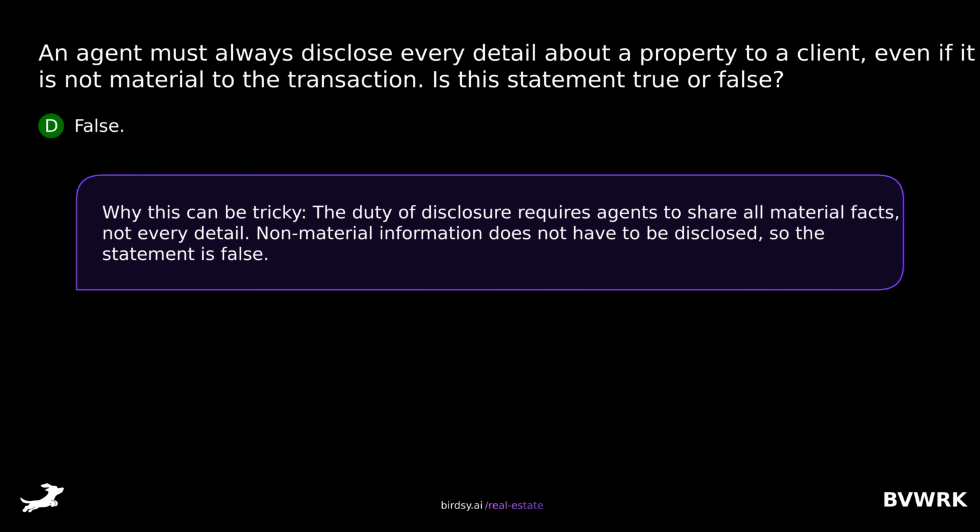Why this can be tricky? The duty of disclosure requires agents to share all material facts, not every detail. Non-material information does not have to be disclosed, so the statement is false.